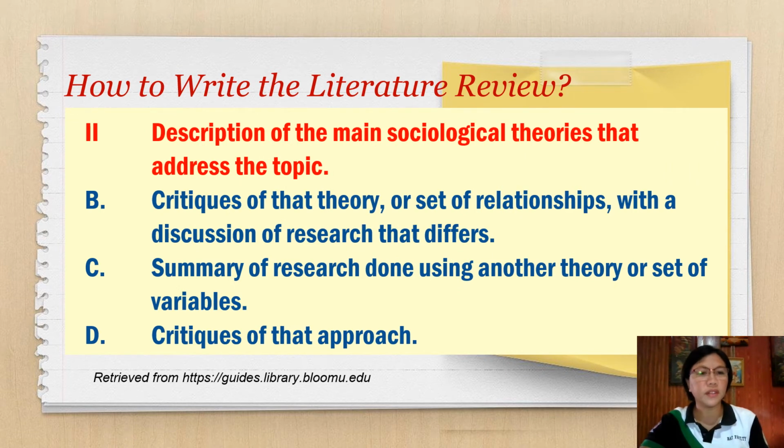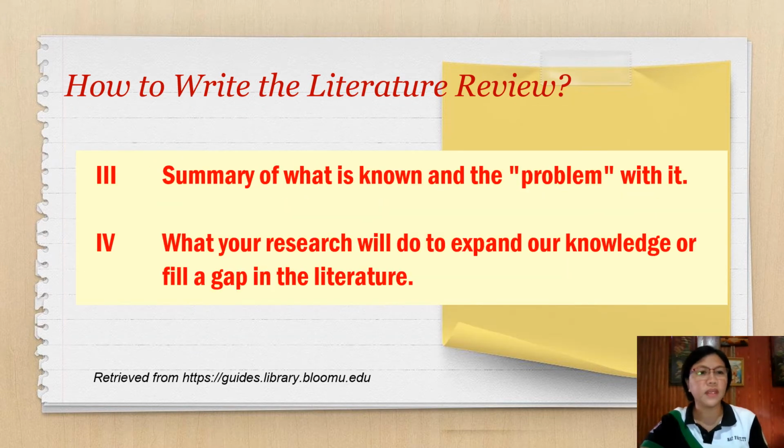Third, or the second part again, is the description of the main sociological theories that address the topic. For letter B, critics of that theory or set of relationships with a discussion of research that differs. C is the summary of research done using another theory or set of variables. D is the critics of that approach. The third part is the summary of what is known and the problem with it. So we have to identify the problem. Fourth is what your research will do to expand our knowledge or fill a gap in the literature.